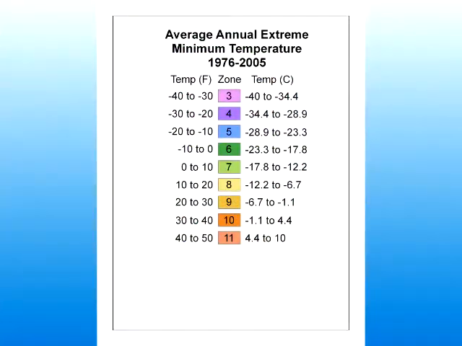Here is a color key that goes along with that map. Notice especially zone 5. In zone 5 you can expect minimum winter temperatures down to about minus 20 Fahrenheit. Now this is a notable temperature because there are a number of kinds of plants that will not survive that kind of cold, and so they cannot expand their ranges into zone 5.